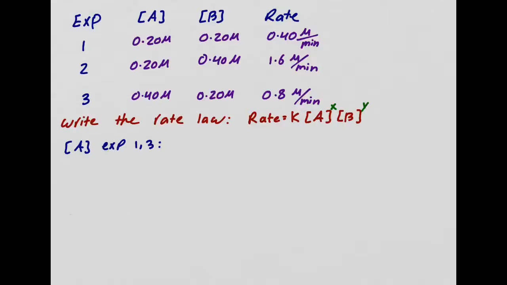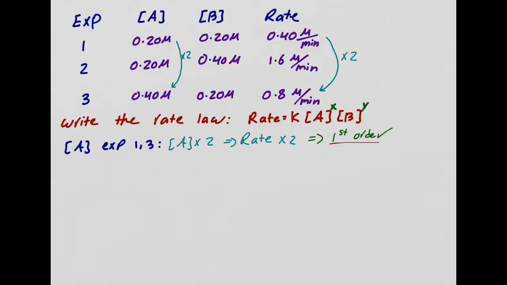Now, what can you tell me about these two experiments? If you look at 1 and 3, the concentration of A is doubled. Now, what happens to the rate when I double the concentration, going from experiment 1 to experiment 3? You can see that the rate also doubles. So what we learned is that if you double the concentration of A, the rate will also double. Well, you know what that means. Tell me, what does that mean? That means A is first order. You already knew that. Beautiful.